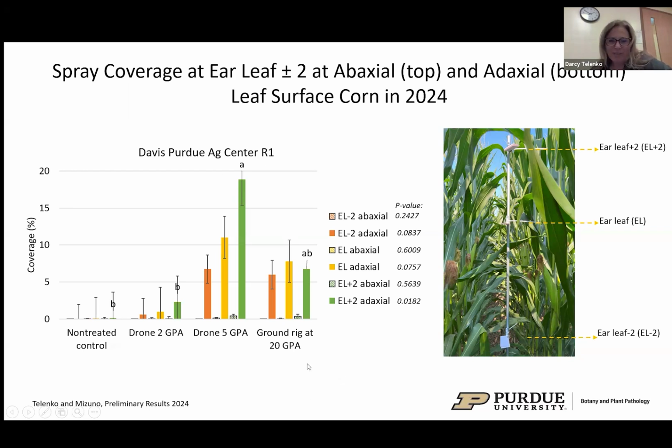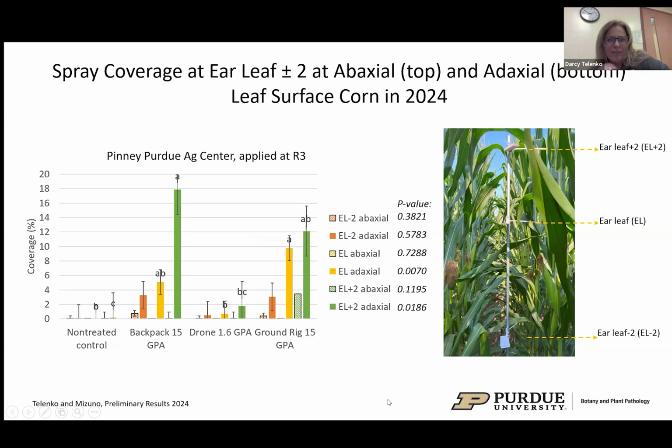So that was kind of interesting that we had so much coverage in that upper part of the canopy when we slowed the drone down to 5 gallons per acre. If we look at Penny, and this is where we had the backpack in addition to our ground rig and just drone at 1.6 gallons per acre. Again, as expected, the backpack and ground rig had higher deposition in the upper, the green bars, and the middle yellow bar of the canopy compared to the drone at 1.6 gallons per acre.